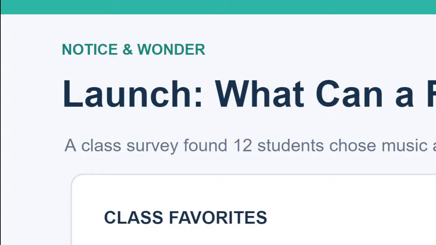Launch. What does a ratio tell us? It's the class favorites, music and sports, and the ratio is 12 to 8. This ratio compares two quantities. Try it. What other ratios can you write from the same survey? And then another one: how could a table show an equivalent survey result? You can try it out and explain how you know.